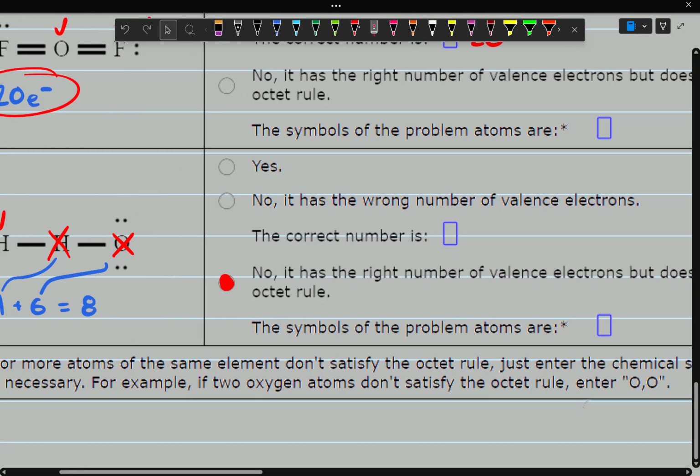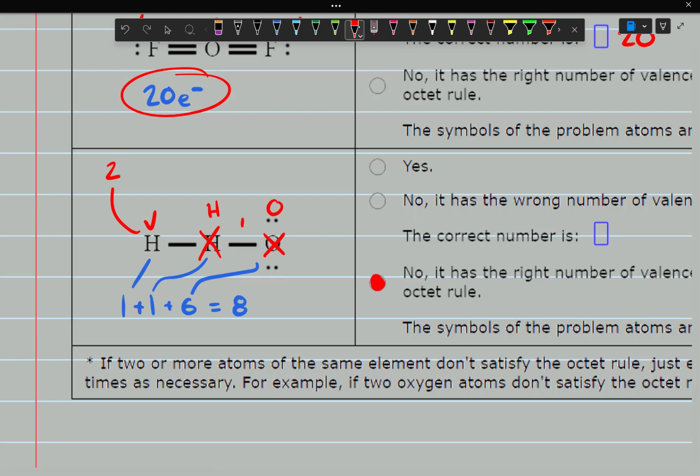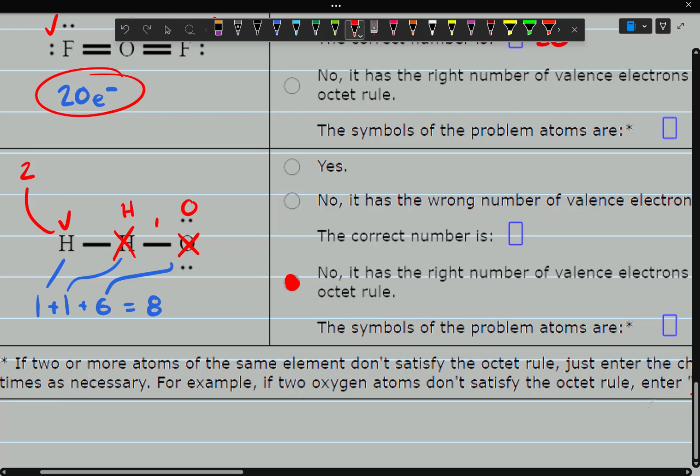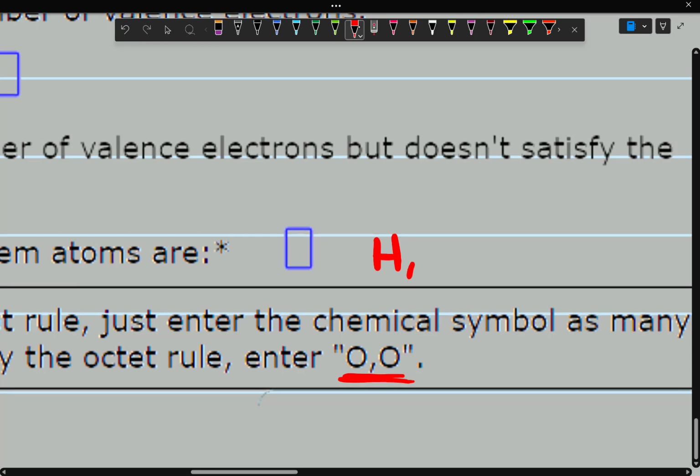And for the problem atoms, for this one, you just want to write out, separated by commas, each one that doesn't satisfy the octet rule. And it says down here, if there's more than one of the same one, just separate them by commas. So in this case, we have a hydrogen and we have an oxygen that doesn't satisfy the octet rule. So our answer down here would be H, comma, O.